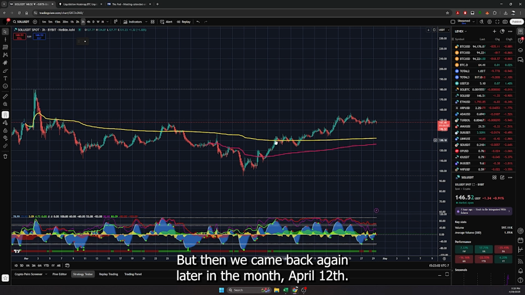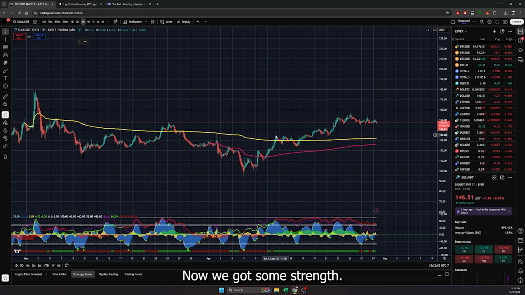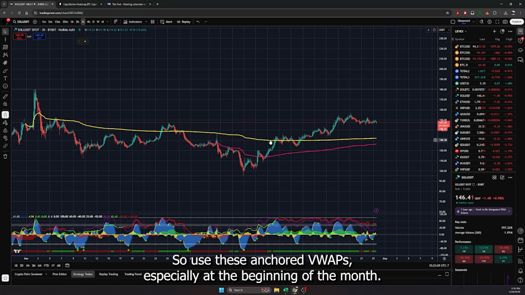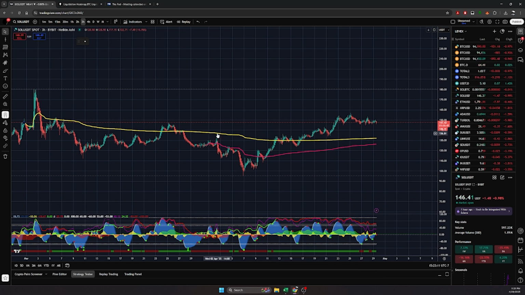Later in the month, April 12th, now we got some strength. We came up to it with some strength. So use these anchored VWAPs, especially at the beginning of the month. It gives you a North Star, some place to aim with a high probability.